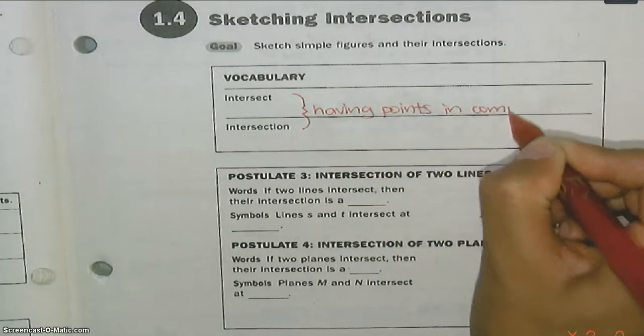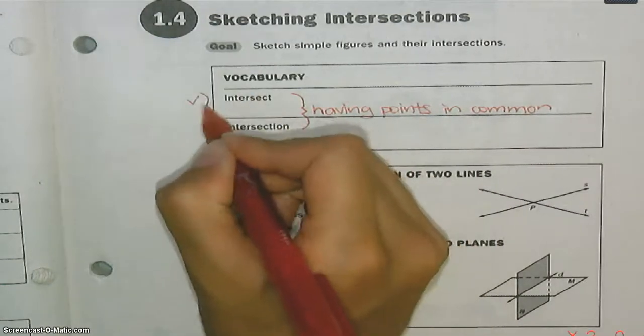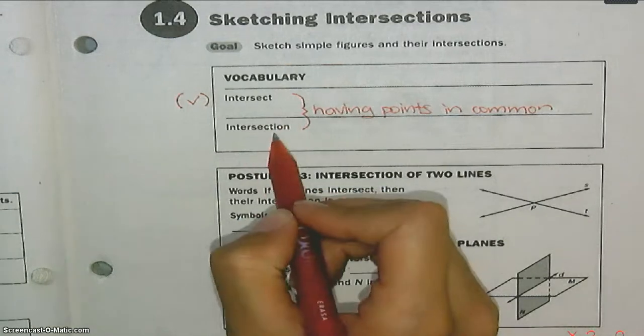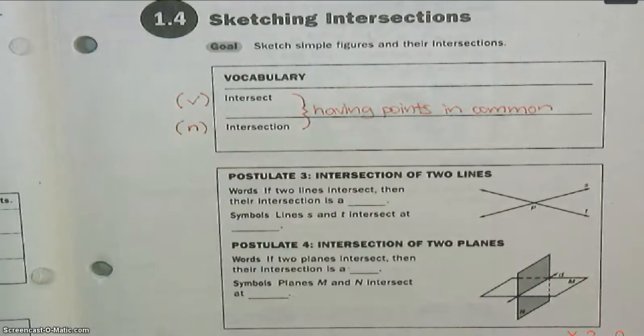And if you remember anything from English class, intersect is a verb. It's an action. Two lines intersect, or two streets intersect. And intersection is a noun. The intersection. Walgreens is there at the intersection. It's where they have in common.